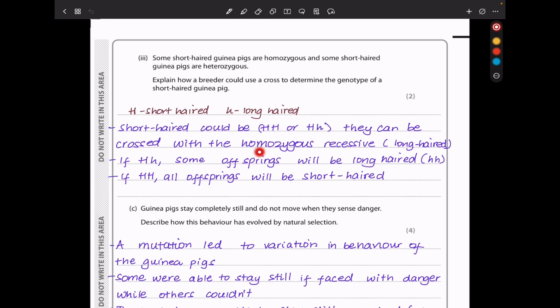They could be crossed with a homozygous recessive, which is long-haired. If the genotype is capital H small h, some of the offsprings will be long-haired, meaning they'll be homozygous recessive. And if the genotype is capital H capital H, all the offsprings from the cross will be short-haired.